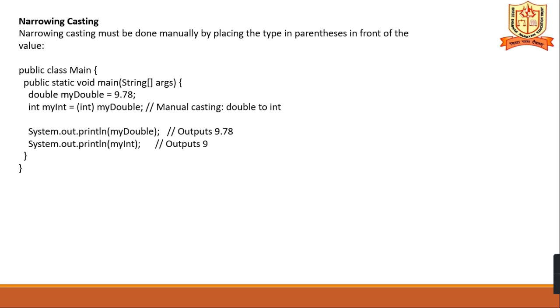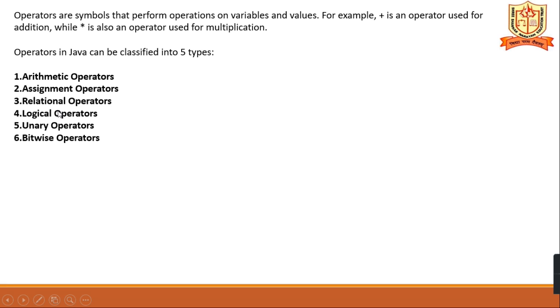And next is narrowing casting. Narrowing casting is done manually by placing the type in parentheses in front of the value. See here how you have to do it. Here a double value is there, and you are converting that double into an integer manually by placing the type in parentheses. Int is a type, that is you have to put in parentheses before this variable name, and then that will be converted. myDouble is what? A double data type, that will be converted into int and stored in this variable, the myInt variable. Is it clear? What is narrowing and widening?